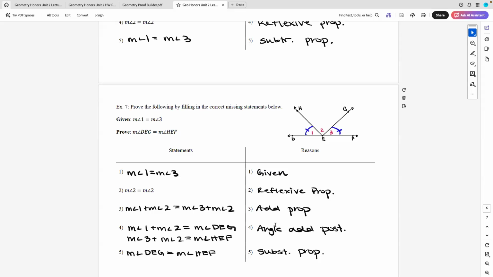So that's example 7. But again, the 3rd and 4th steps could have been swapped. So Ishan, I think you had the 4th step where number 3 is, and vice versa. So you totally could; it doesn't have to be exact in the order.